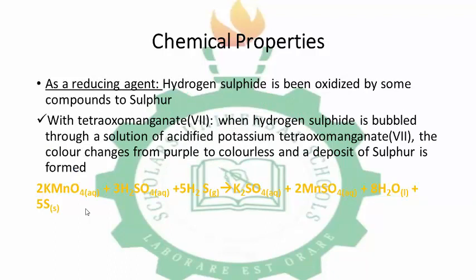Now to the next one, as a reducing agent. As a reducing agent, hydrogen sulfide is oxidized by some oxidizing agent to sulfur. Now, for example, when hydrogen sulfide reacts with an acidified solution of potassium tetraoxomanganate VII, that's KMnO4, the color of the tetraoxomanganate VII changes from purple to colorless, and a deposit of sulfur is formed. Right? Now that means hydrogen sulfide decolorizes acidified potassium tetraoxomanganate VII from purple to colorless, but a deposit of sulfur is formed, and under sulfur we said that the color of sulfur is yellow.